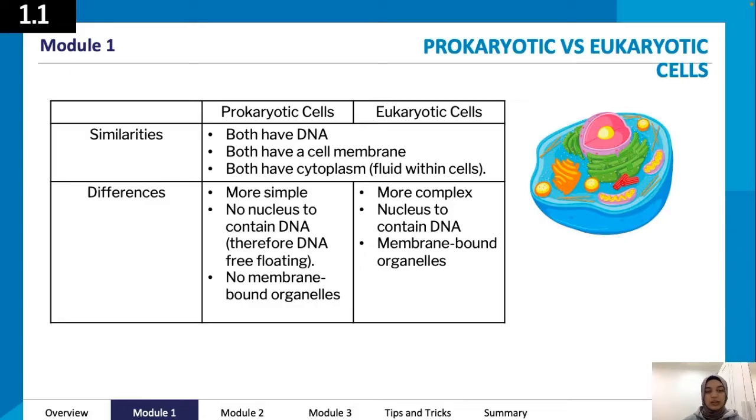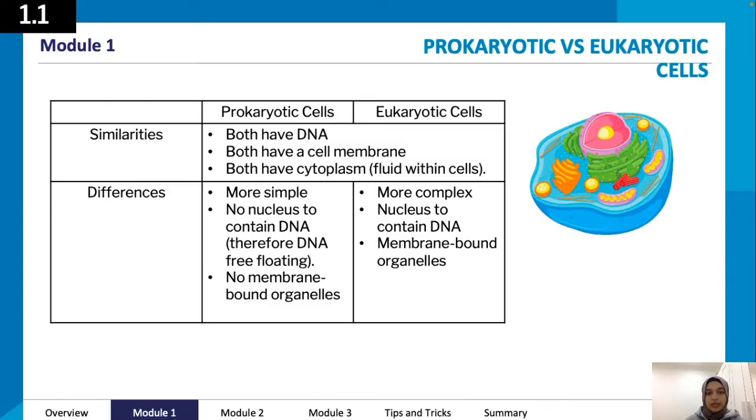What are the differences between the prokaryotic and the eukaryotic? So prokaryotic is more simple, like we initially mentioned. There is no nucleus to contain DNA, so therefore DNA is free floating within the prokaryotic cell. And as we talked about earlier, there are no membrane-bound organelles. When we compare that to the eukaryotic cell, it is a lot more complex. There is a nucleus to contain DNA, unlike the prokaryotic where it's free floating. And finally, unlike a prokaryotic cell which has no membrane-bound organelles, a eukaryotic cell does have membrane-bound organelles.